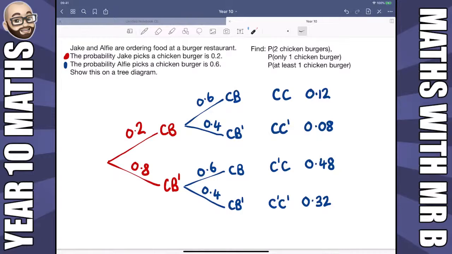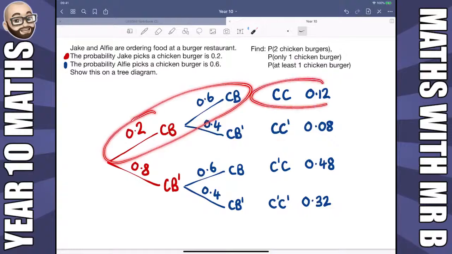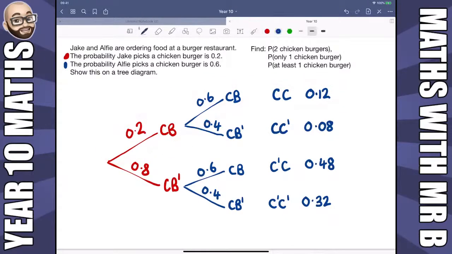That can actually be worth 2 or 3 marks in an exam, depending on how nice they want the question to be. And then we've got these questions over here that we're going to quickly answer. Hopefully they're not going to take too long because I've already written out these numbers over here, which I can now hopefully just use super fast. First one then says, what is the probability that they buy together 2 chicken burgers? So we want the chicken burger followed by the chicken burger. We've worked out that probability. That one's going to be 0.12.